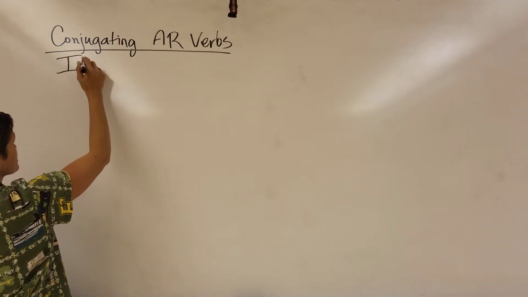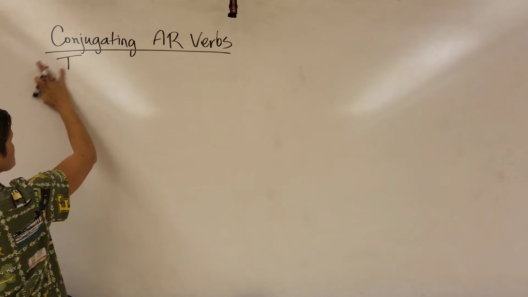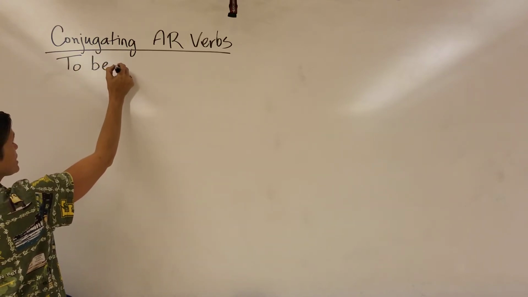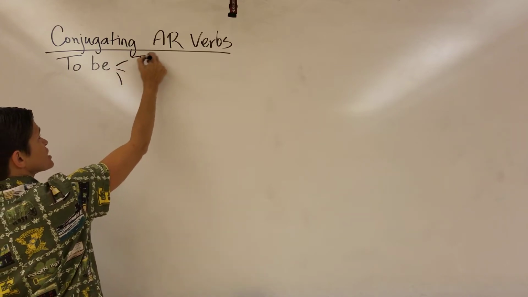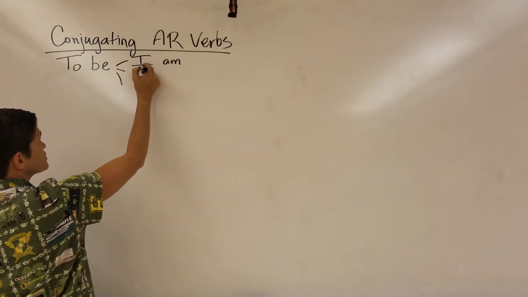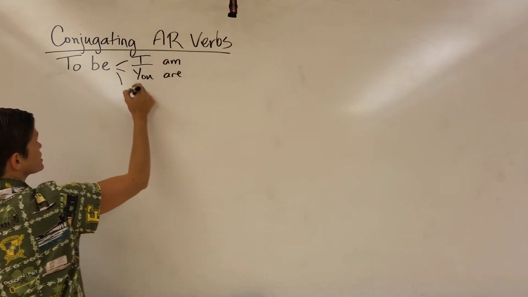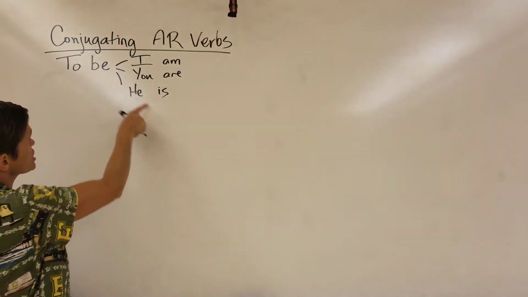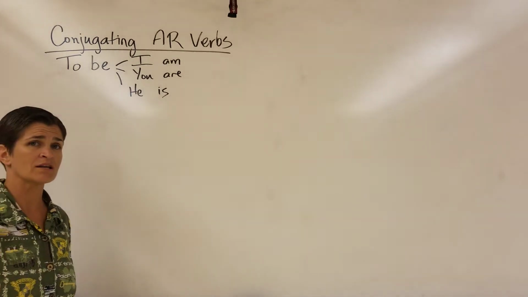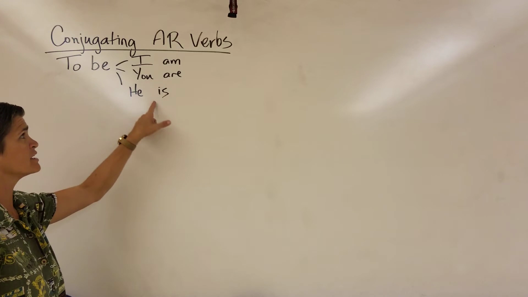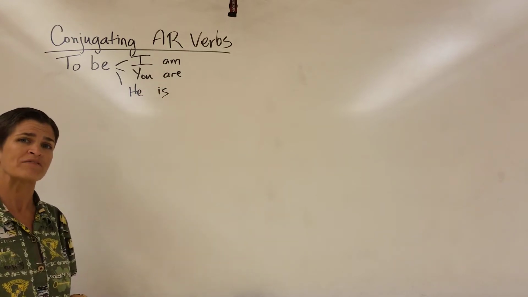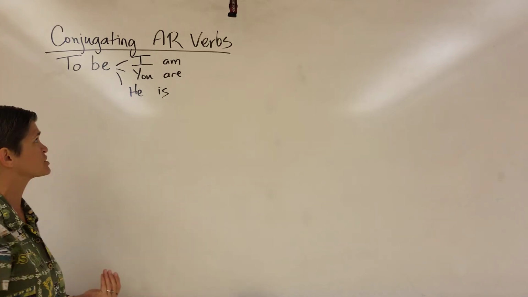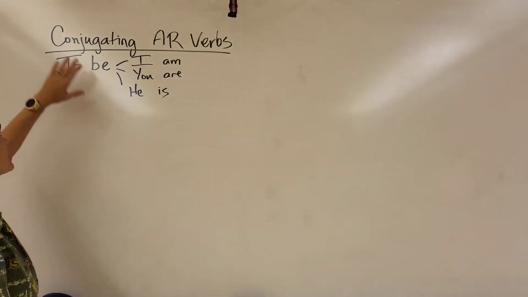So when we conjugate the verb to be, it changes. It gets conjugated into different forms. I am, you are, he is. All of those are conjugations of the verb to be. We cannot interchange them. I can't say I is or he am. We have to use the correct conjugation for the correct person to talk about them doing that action. So that's what happens in Spanish.